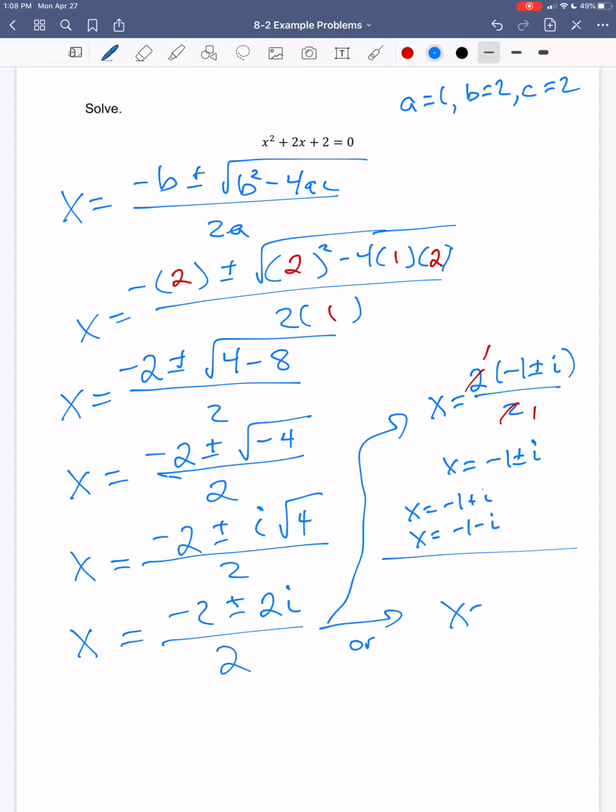Or I could come back here and I could say 2 goes into itself once, 2 goes into itself once, 2 goes into itself once. I have to cancel every term. So I still get the negative 1 plus or minus i.